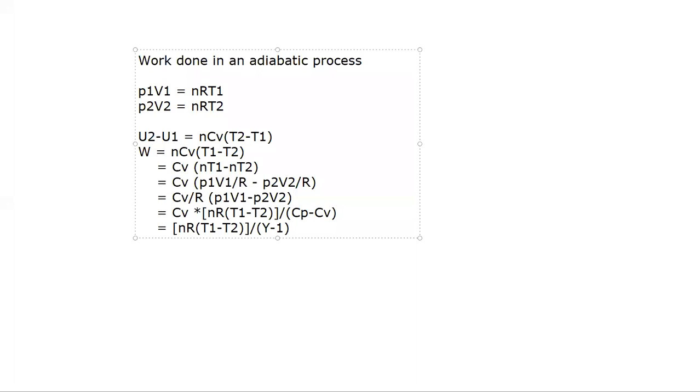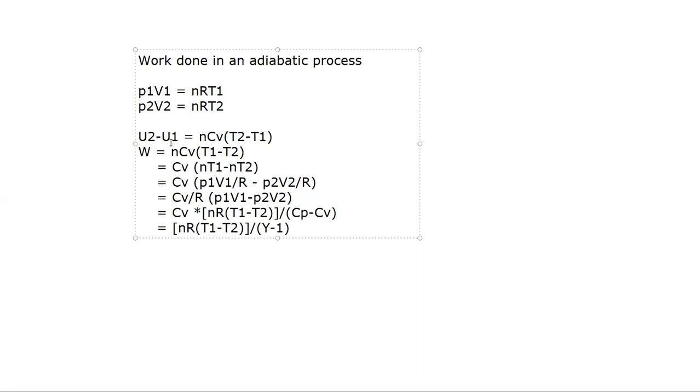So our next topic for discussion is work done in an adiabatic process. Let us consider n moles of an ideal gas which undergoes an adiabatic expansion. P1, V1 and T1 are the initial pressure, volume and temperature, and P2, V2 and T2 are the final pressure, volume and temperature. Now we know that P1V1 is equal to nRT1 and P2V2 is equal to nRT2.